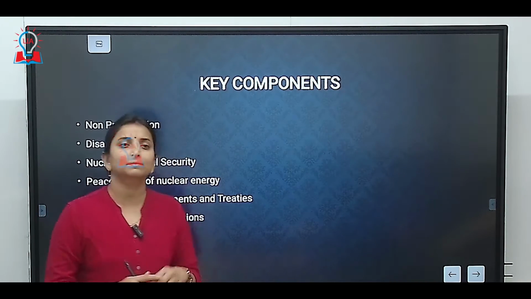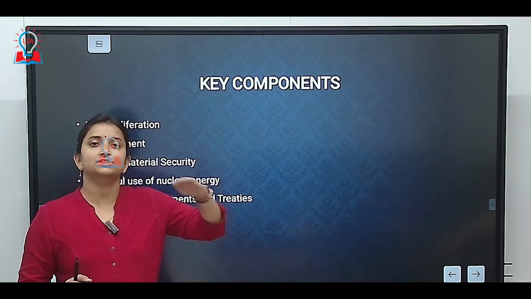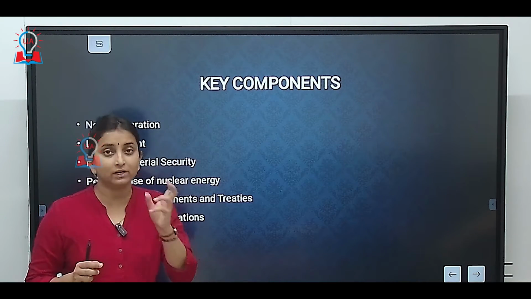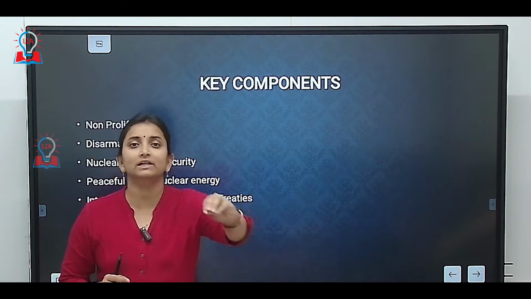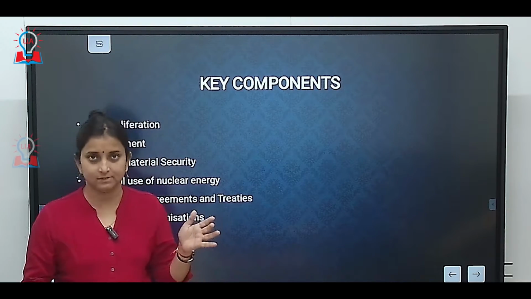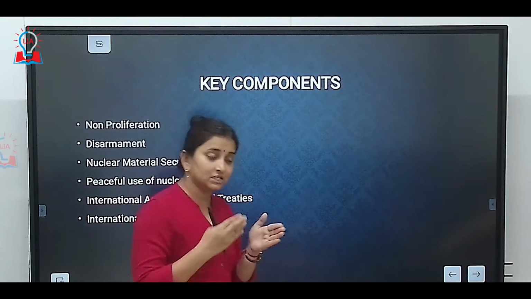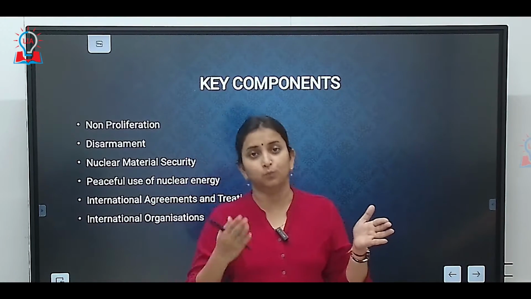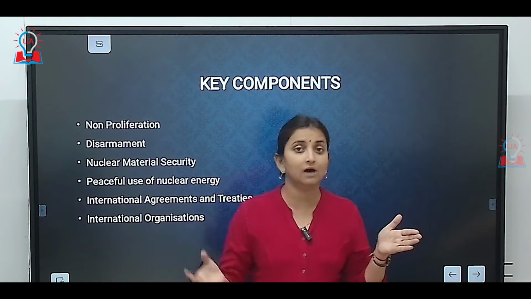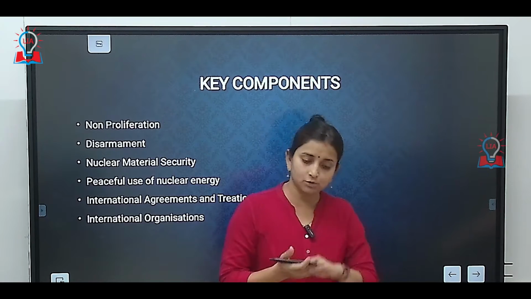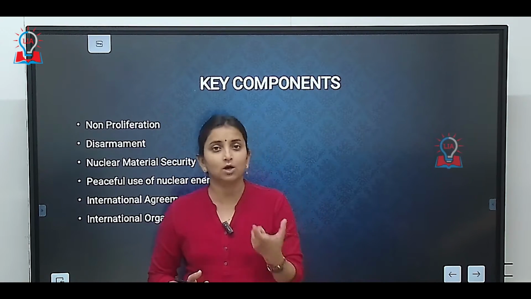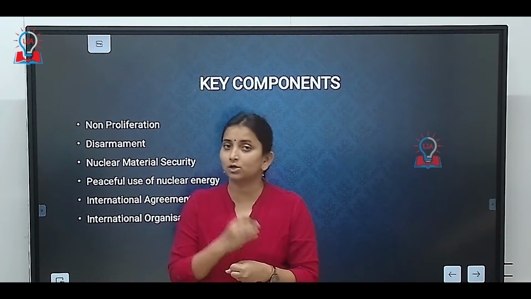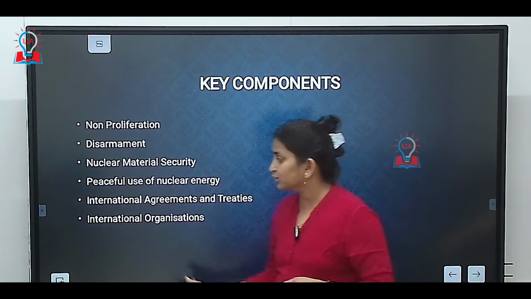Global nuclear order means every international organization, or those who are involved in this purpose, should be aware of where all nuclear fuel is being used and for what purpose. Its use should not be for wars or for development of arms and ammunitions. It should be used for nuclear energy only. So what are those key components?